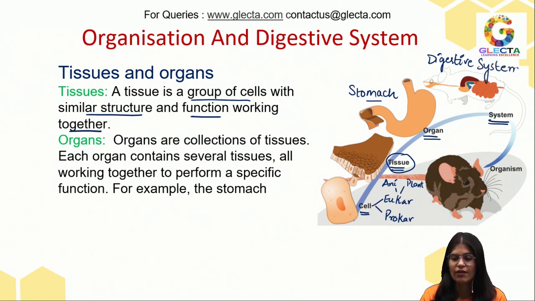After this, when a lot of different kinds of systems are put together in one body, that forms an organism. For example, here you see a rat. A rat has a digestive system in which there's a stomach. In the stomach there are different kinds of tissues working together, and in those tissues there are cells. Coming to the definition of organs, organs are a collection of tissues. Each organ contains several tissues all working together to perform one specific function, for example, the stomach.